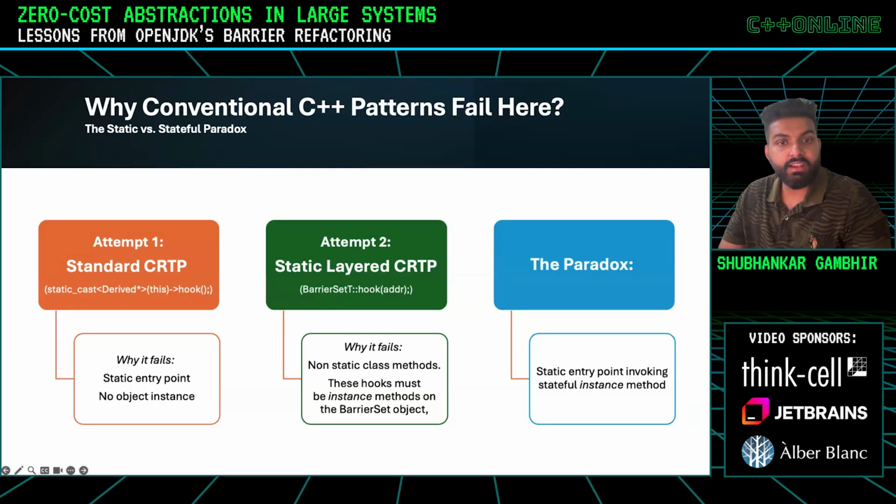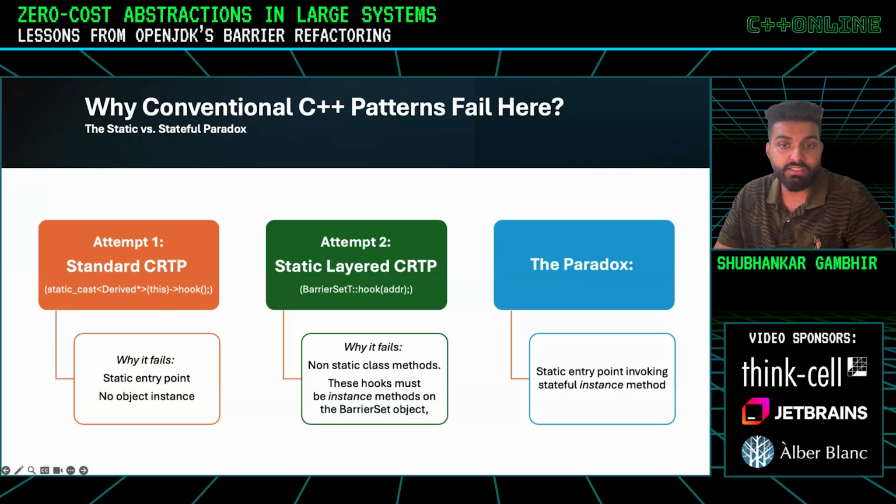If we try to use standard C++ patterns, we hit a brick wall here. Let's look at attempt one. The standard CRTP failed because, as we just established, we are inside a static method. There is no this pointer to cast. But what if we try a static-layered CRTP? What if we just called BarrierSet T colon colon hook, the static function, as a static function? That will fail too. Why?